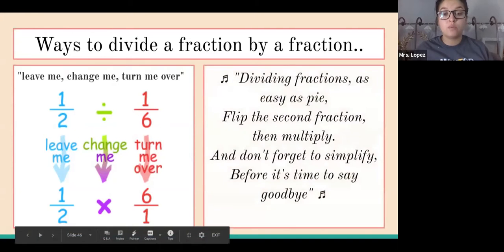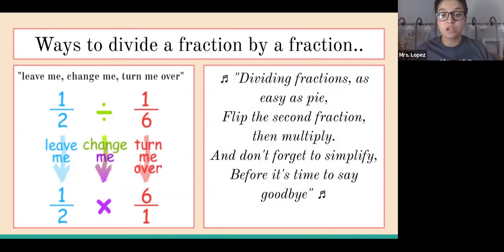Another way to remember how to divide a fraction by a fraction is this poem. Dividing fractions as easy as pie. Flip the second fraction, then multiply. And don't forget to simplify before it's time to say goodbye. So I want you to take a few moments, however long you need, to look over this page, and then I'm going to say the poem again and say these two sayings, and I want you to repeat it after me.